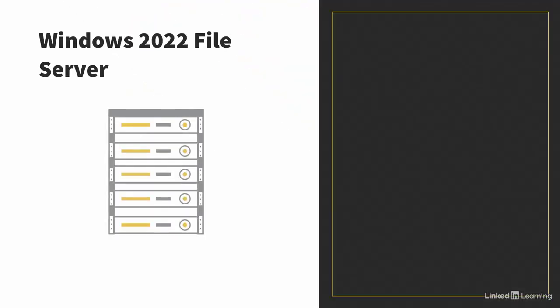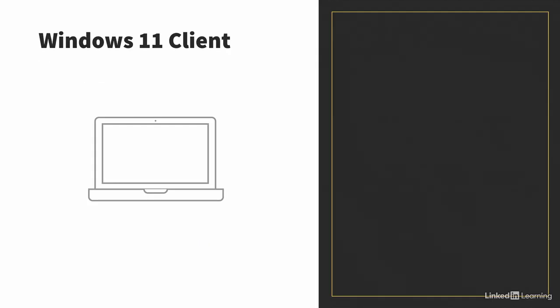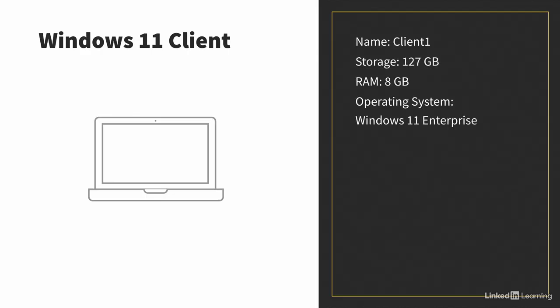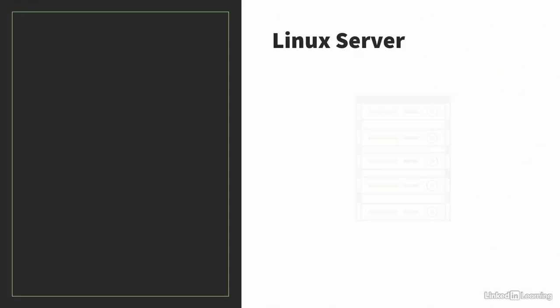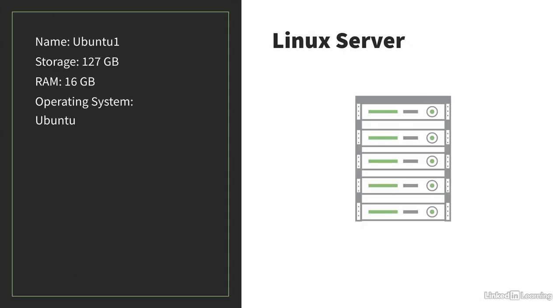Then I have a file server also running on Windows Server called Server 01, and it's running the Standard Edition. Then I have a Windows 11 client called Client 1, and it includes this storage on a Windows 11 Enterprise computer. And I have a Linux server. I'll be backing up Linux from Veeam. Veeam installs on the Windows server, but I can back up Linux from there. And I'll include the standard storage and RAM.